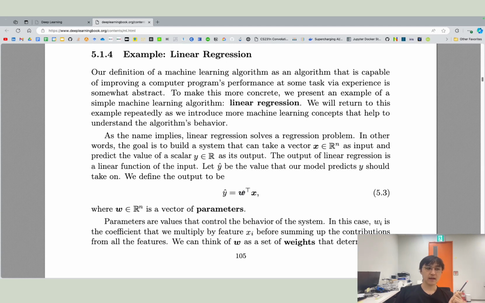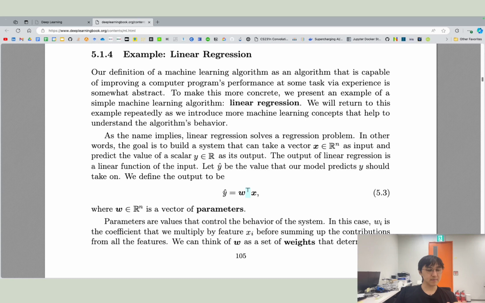So here, if w is 0, it means it has no impact on the prediction. If w is some big positive number, it means it has a big positive impact. If it has a negative number, like minus 10 or minus 20, it means it has a negative impact. So it's like that.